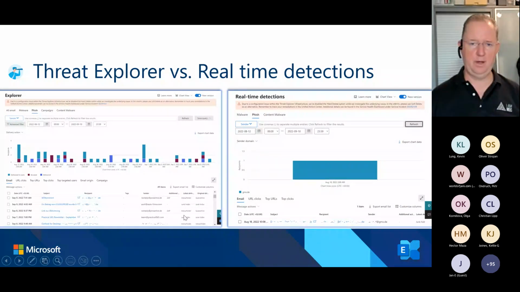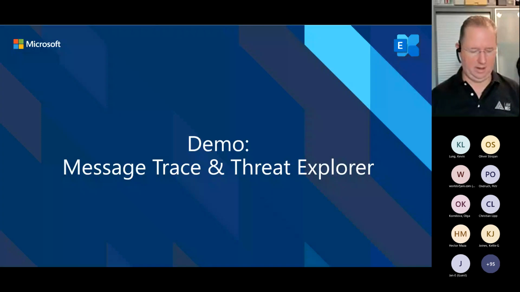Here you see a difference. Left is Explorer, that's Plan 2. Right is Plan 1. There you see malware, phish, and content malware, while on the left-hand side you see all email. So you can investigate any email and not only malware and phish emails. It's very similar with the refresh, and on the bottom you see the results. However, in Explorer you can save the query for later usage, which you can't do in real-time detections. Let's do a demo and take a look.